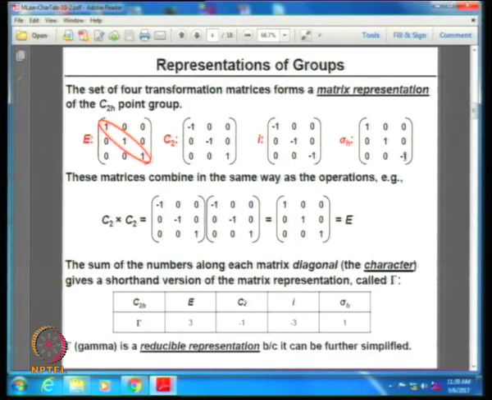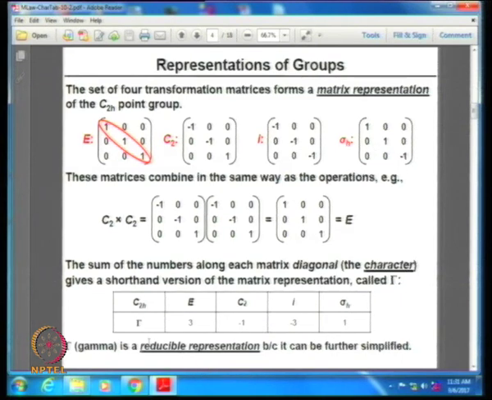These together form a group, and you can check because C2 squared gives identity, sigma h squared gives identity, and so on. So for this particular 3 by 3 representation, if we write the characters, then for the identity we will write 3. For the C2 we will get minus 1 because it's the trace of this. For the inversion we get minus 3, and for the reflection plane we get 1.